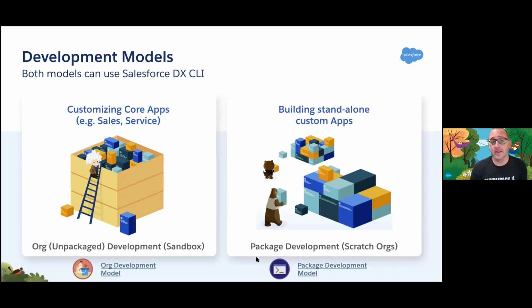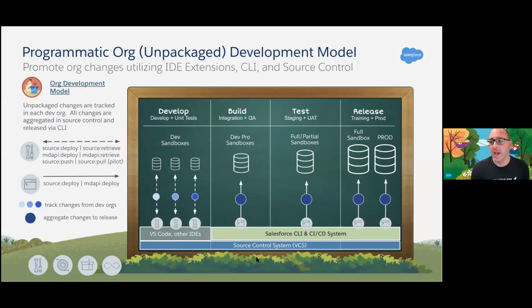So, as we just alluded to, the org unpackaged development model, we develop on a sandbox. And if we're going a little bit further than change sets, we will use something called source control to commit code. So first of all, we develop on a sandbox, and then we use something like Visual Studio Code or another IDE to bring it down to your PC or Mac.